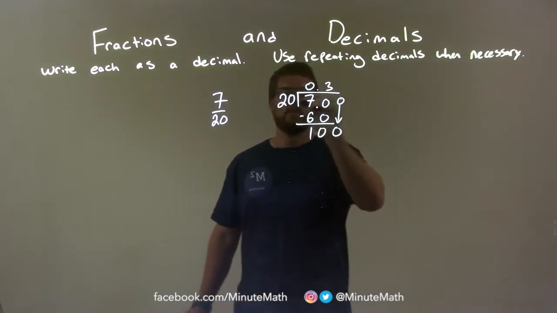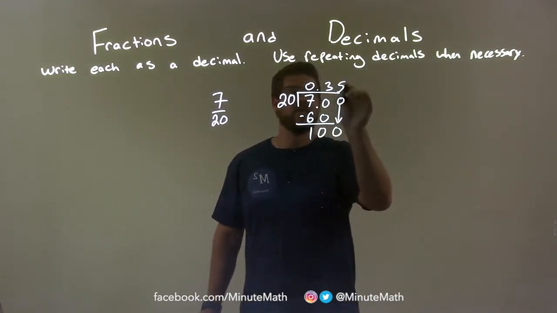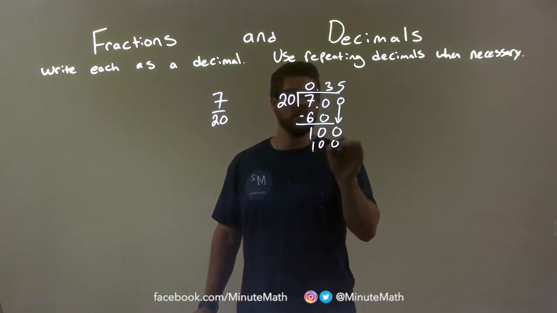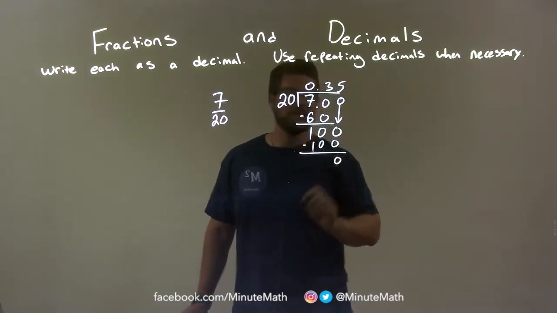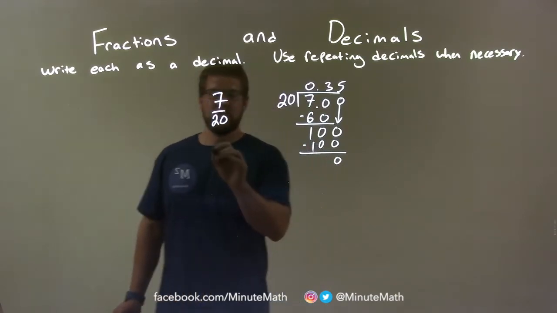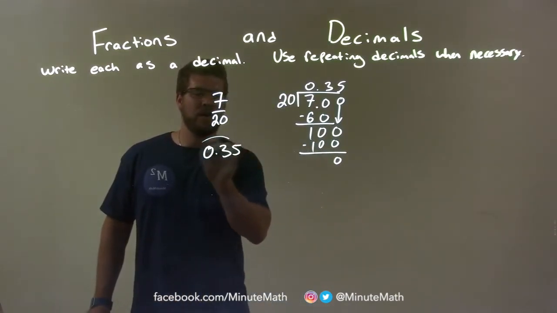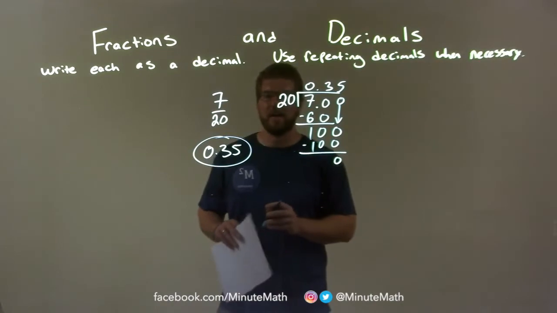Now, how many times does 20 go into 100? Well, that's 5 times. 5 times 20 is 100. We subtract that, we get a 0. And so we have our final answer here, 0.35. And that's our decimal answer of 7 over 20.